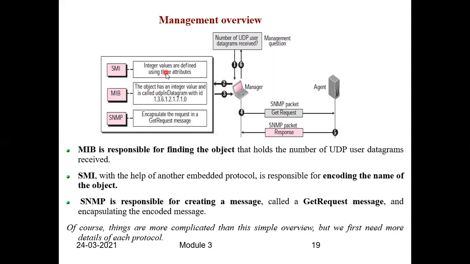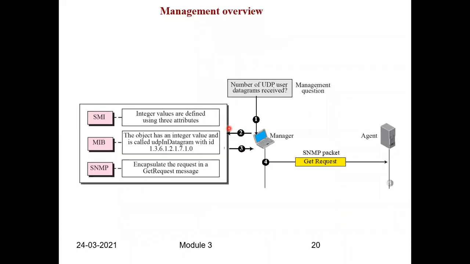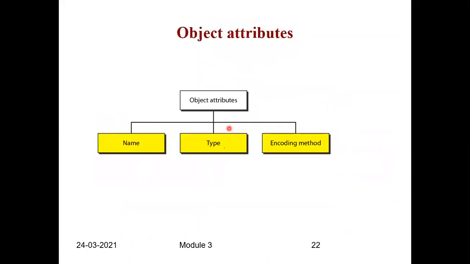SMI will do the encoding, and then SNMP will create a packet, encapsulate, and then send it. So it looks simpler, but at least we can understand what SMI, MIB, and SNMP are doing. But actually, at the internet end, what they are trying to say is things are more complex. So right now we are not bothering about it. So I hope it is clear.